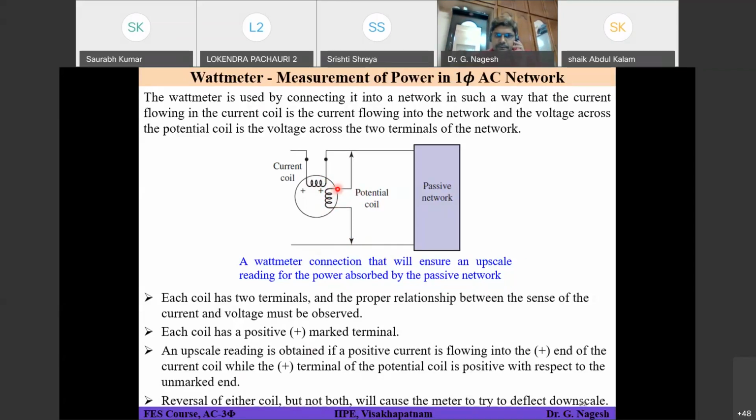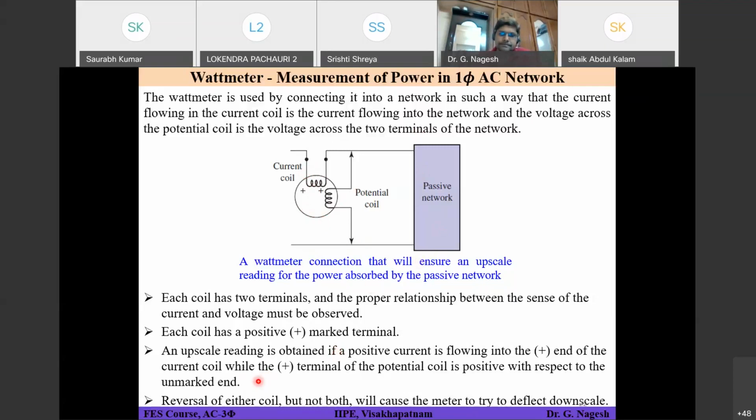Yes. So to show some reading on your wattmeter, to show some deflection, the needle will indicate some power only when current is flowing into the positive terminal of your current coil, and the voltage at the positive terminal of your potential coil is higher compared to the unmarked terminal of your potential coil. So voltage should be positive, and current also should flow into the positive terminal of your current coil. Then only some positive power is flowing into your passive network, and it will give you some deflection.